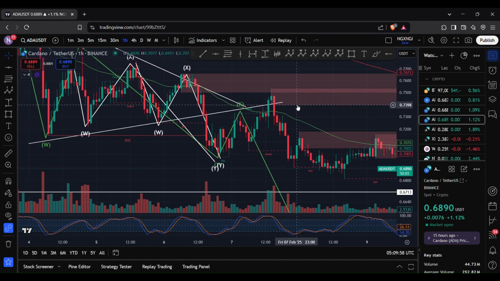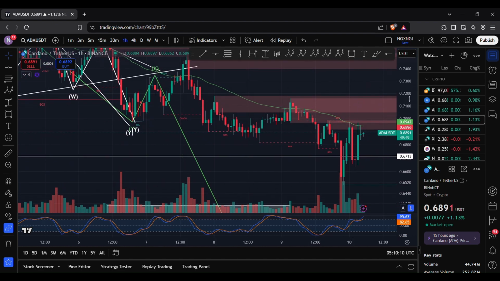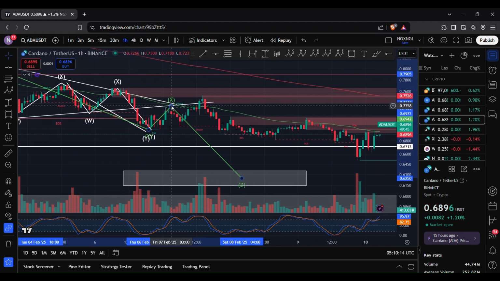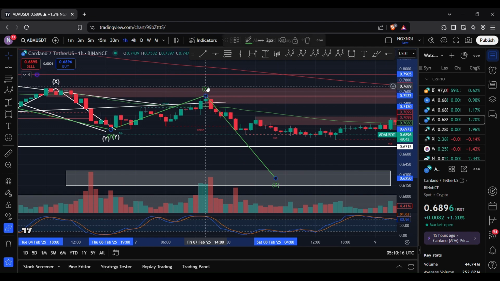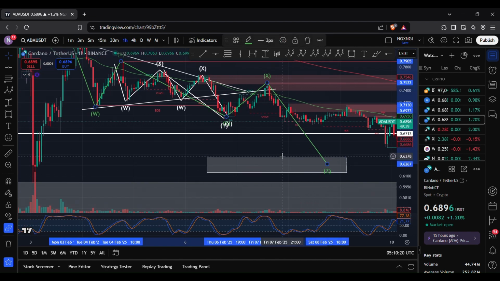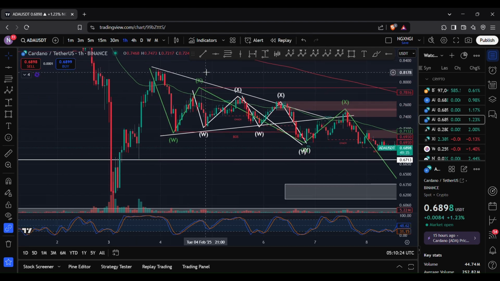During the time of recording, I assumed that we had topped our wave X. However, as you can see, we ended up topping up at 75 cents. And so we can readjust our wave structure and track our wave Z. If I move this to here and track our wave Z, typically wave Z is anywhere between 1 and 1.236 of our wave W.